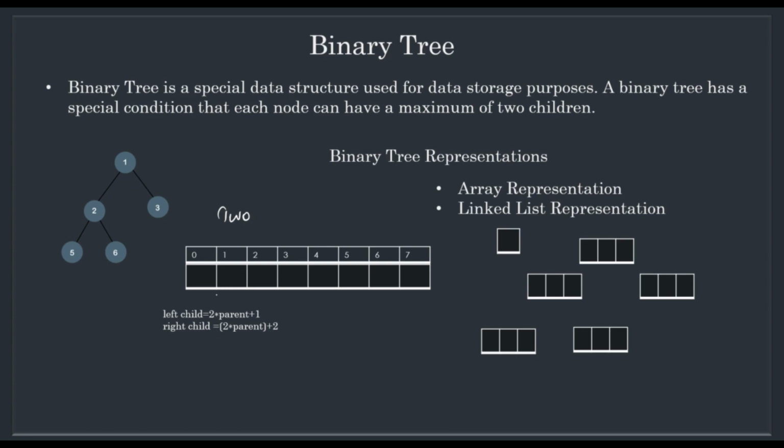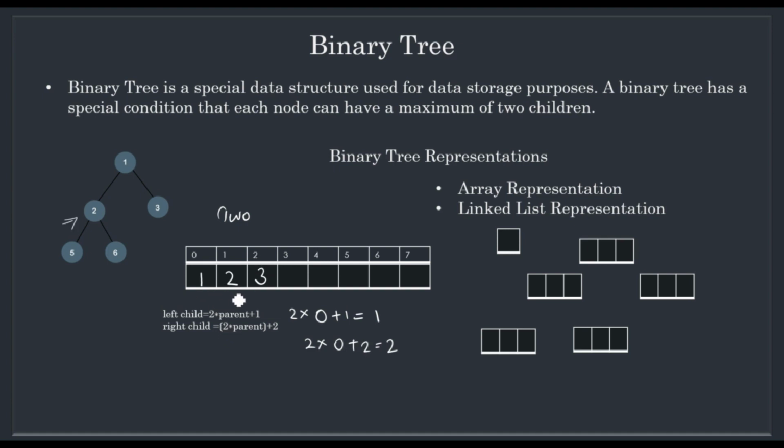If the root node is at index 0, then the left child is at 2 times the parent index plus 1. That is, 2 into the index of the parent, 0, plus 1. So the left child is at index 1. And the right child is 2 into the index of the parent 0 plus 2, that is, at index 2. So the left child is at index 1 and the right child is at index 2.